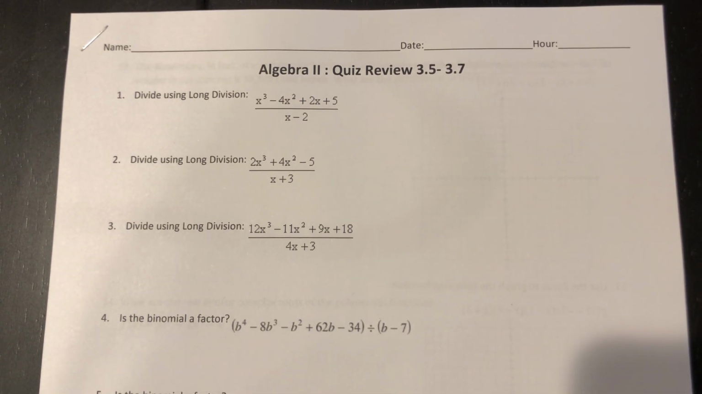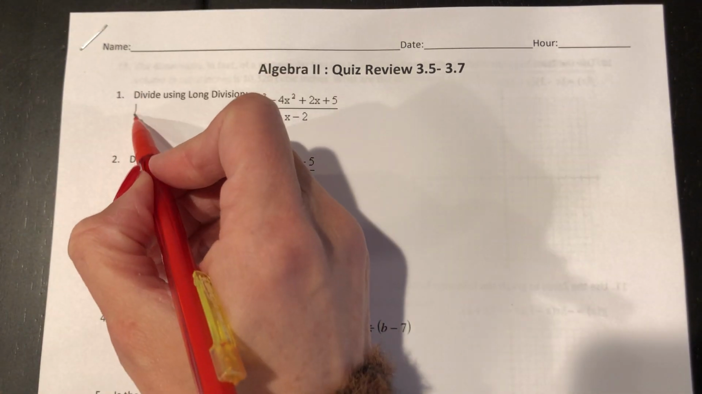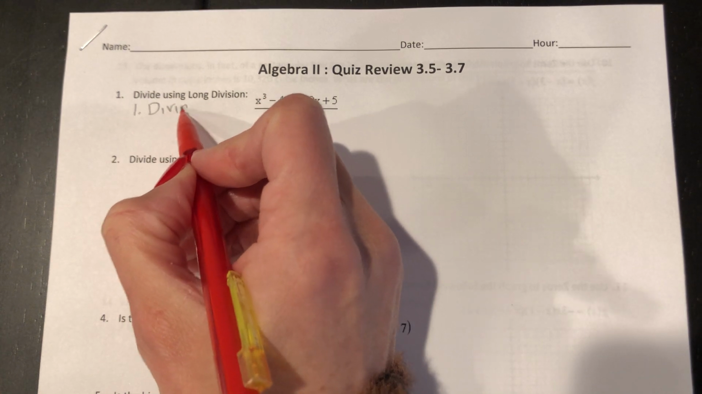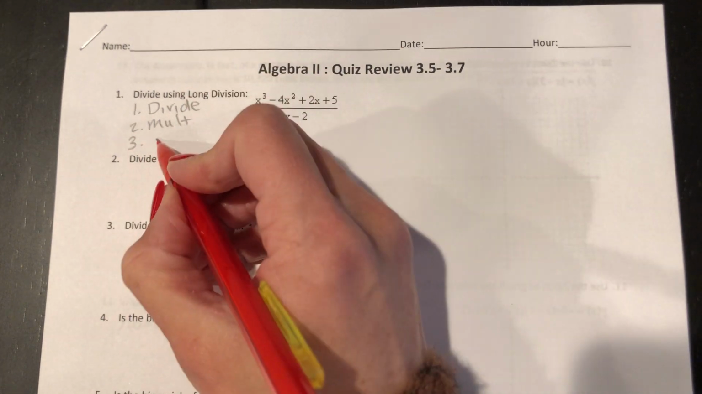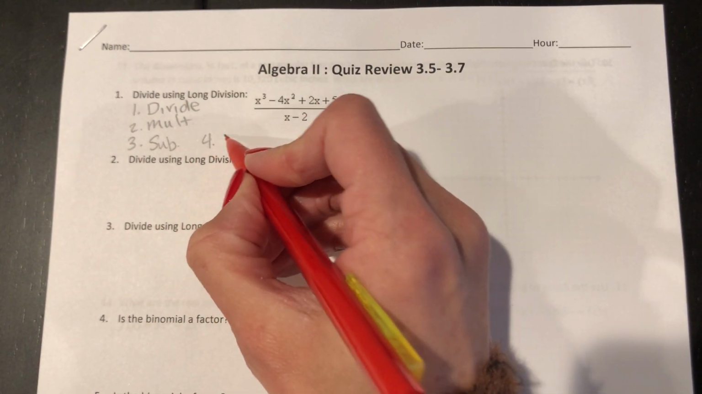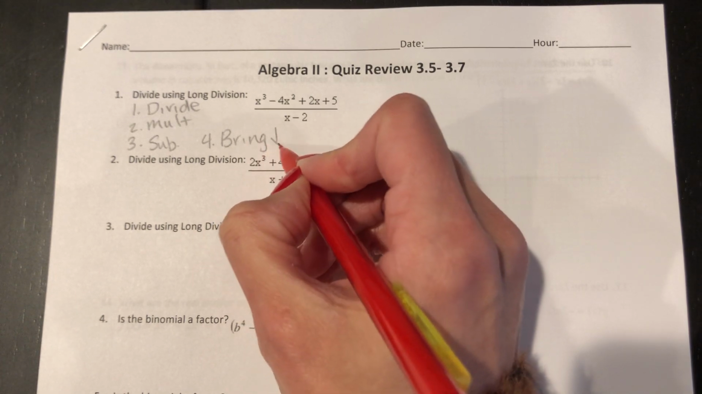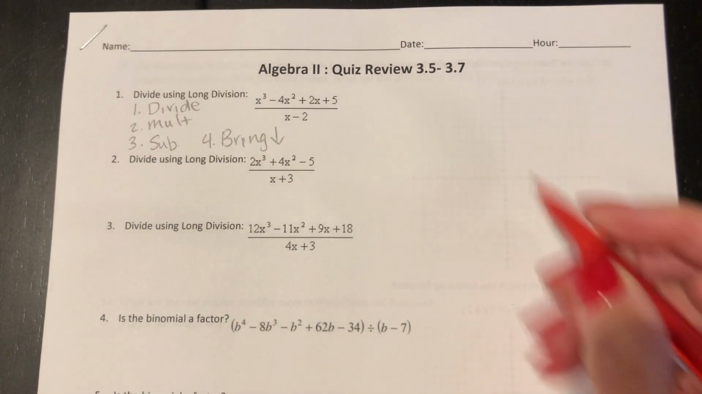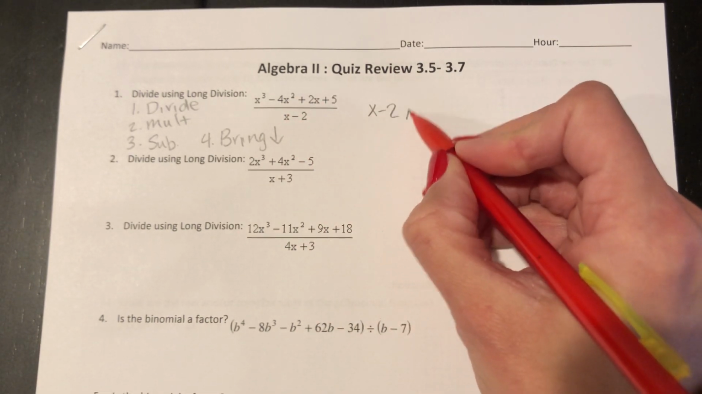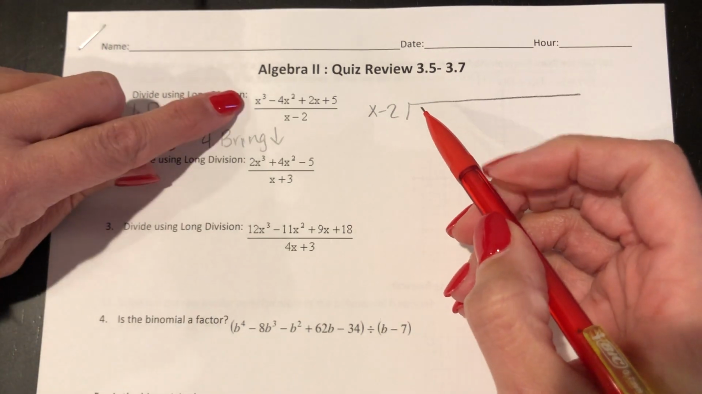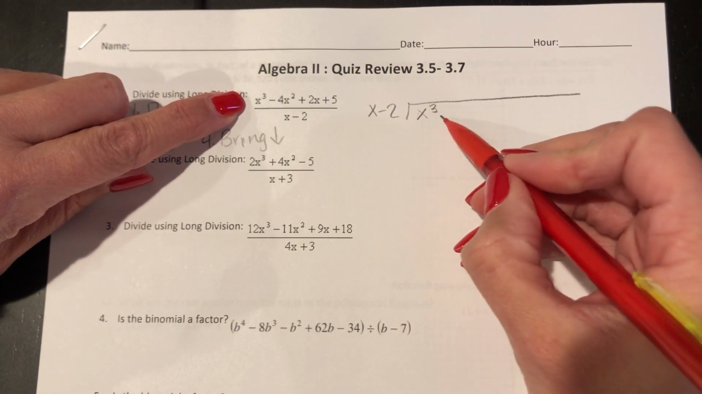We're dividing using long division. Now you have all your success criteria in detail in your notes, but I'm just going to shorten that for you. So basically, dividing with long division, you're going to divide, multiply, subtract, and then bring down the next term. Bring down, okay? So we start by setting it up. The divisor is the one on the bottom there, so x minus 2. And then the dividend would be the numerator, the one on the top there.